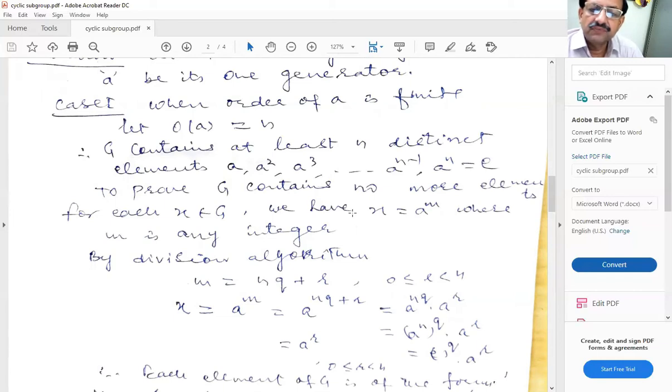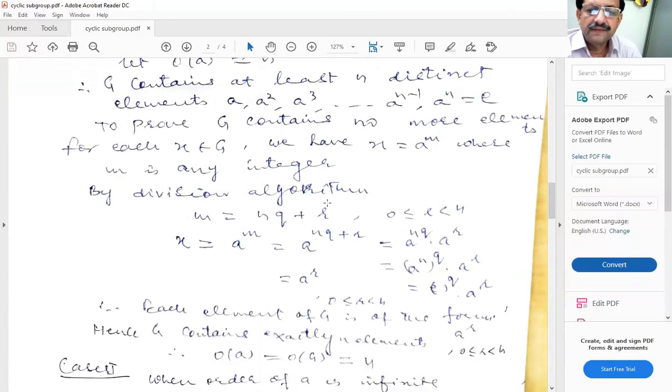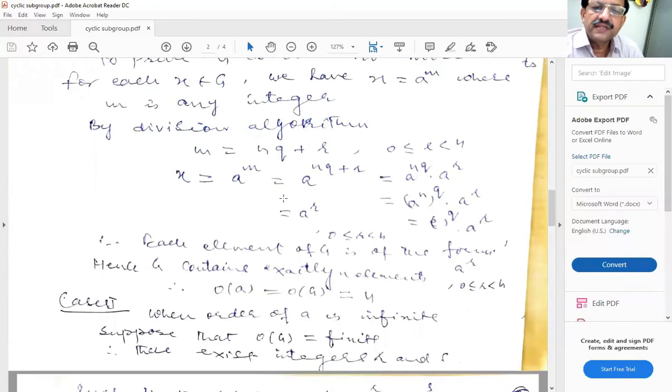Split it into two parts: a raised to power nq into a raised to power r. Here we get a raised to power n, the whole raised to power q. But a raised to power n is equal to e, the identity. So identity multiplied by a raised to power r is equal to a raised to power r. Therefore, each element of G is of the form a raised to power r. Hence, G contains exactly n elements. Therefore, the order of a is equal to the order of G, which is equal to n.